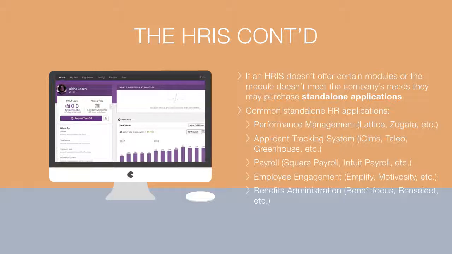Basically, the employee engagement application tends to be all about how your employees are feeling right now. They may or may not incorporate a survey that you can deploy to employees, but it's really about being able to keep in touch with your employees and keep a pulse on the organization. And then benefit administration, you can also purchase those as standalone products as well, including Benefit Focus or Ben Select.